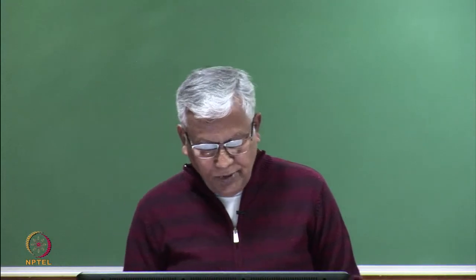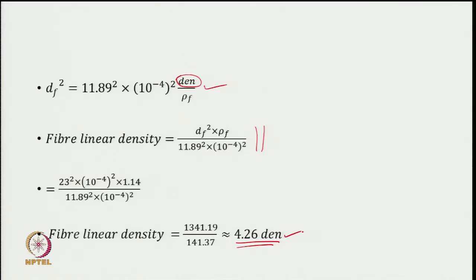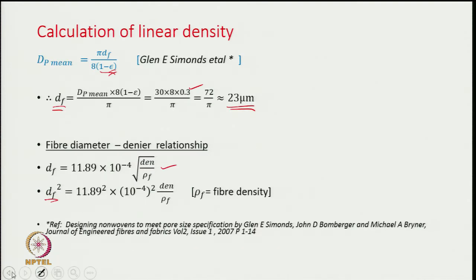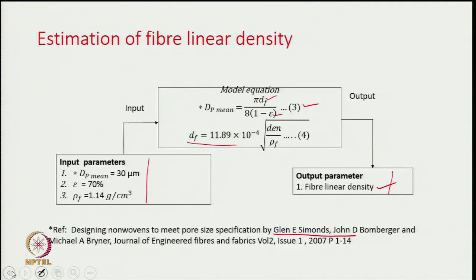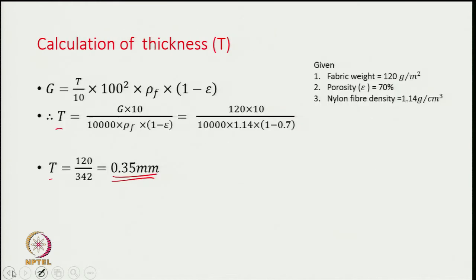So, that at least we get an estimation of 4.26, that is the linear density of the fiber that we have to choose. So, if we choose this denier of fiber and we make the thickness whichever we have got earlier, that thickness was how much? It was 0.35 mm.